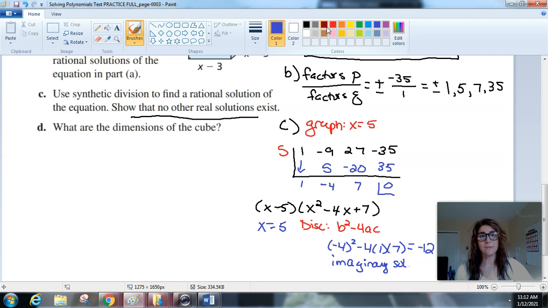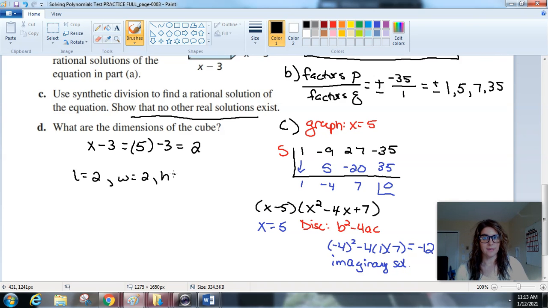So this does not give us any more real ones other than the 5 that we have. And then the last thing to do is answer the question, what are the dimensions of the cube? Well, if each side is x minus 3, and we know it's 5 minus 3, we know the side has to be 2. So the length is 2, the width is 2, the height is 2. Or you can write it this way, 2 by 2 by 2 centimeters. And that is your part D.